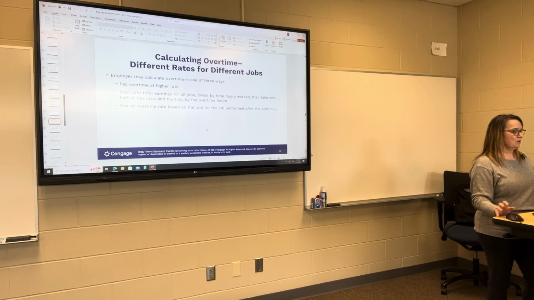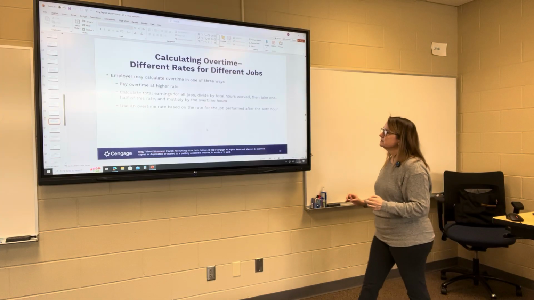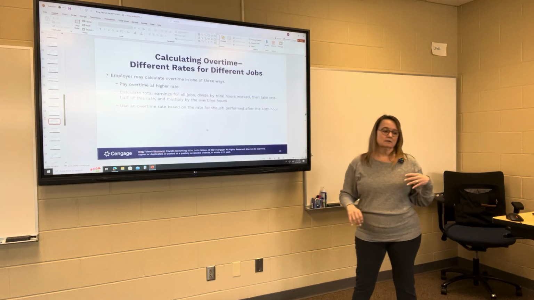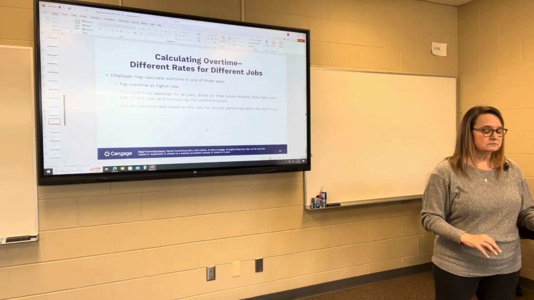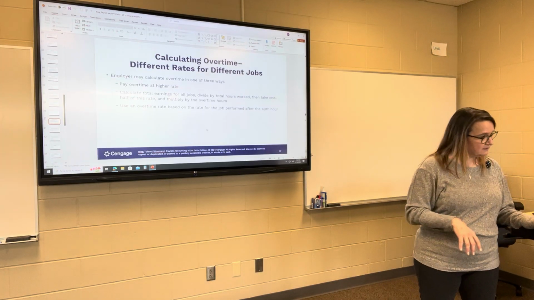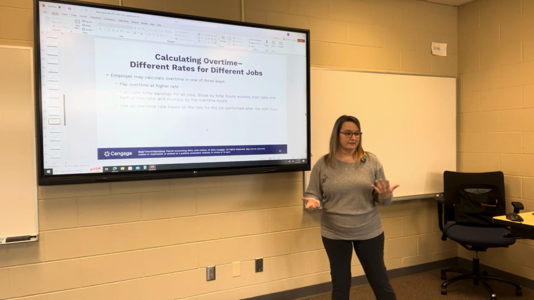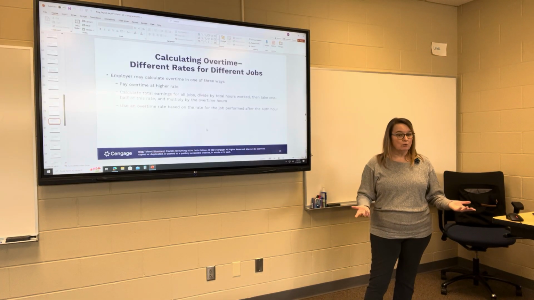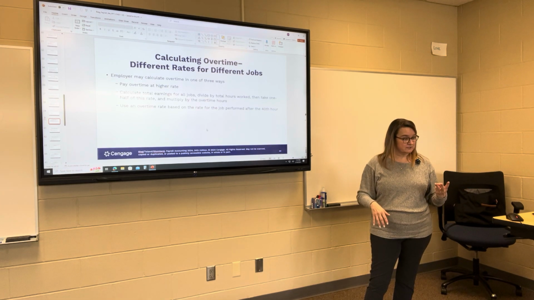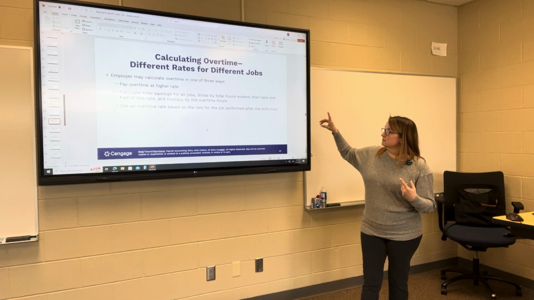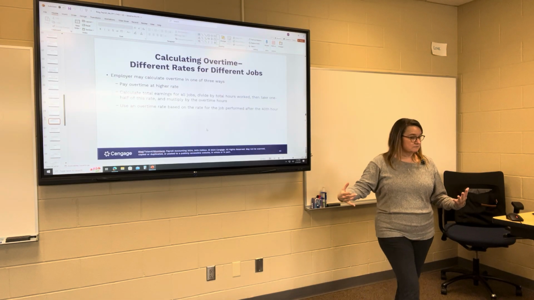All right. So what happens when we've got somebody who is working in multiple jobs for the same employer at different pay rates, but they also work overtime during that pay period? How do we know what to pay them in overtime? There are 3 ways to do this. The first way and the third way are the easiest.